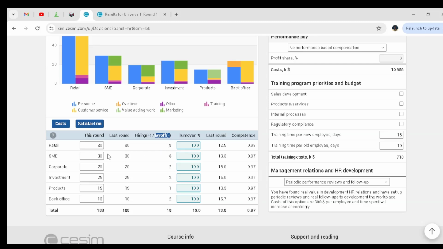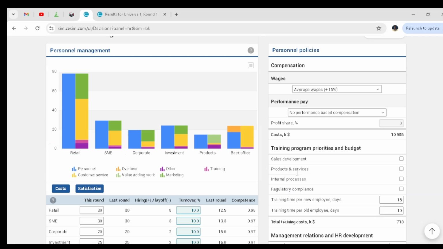So we shall just maintain it at 80-30 for the SME, corporate 20, 25 for the investment, 15 for the products, and lastly 18 for the back office. Turnover shall just maintain it at 10%.